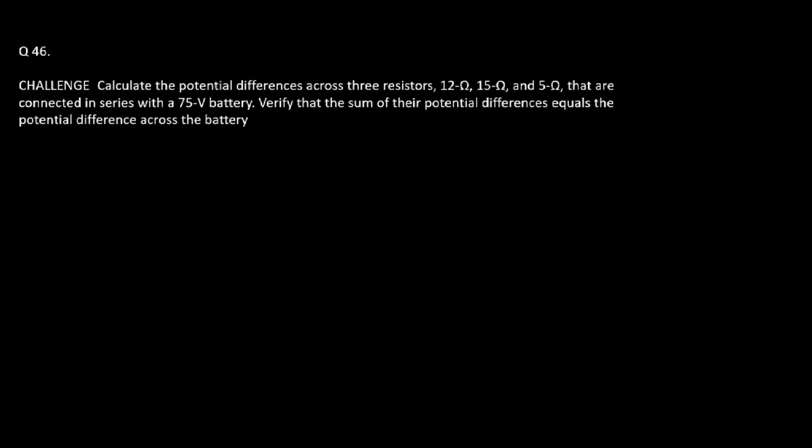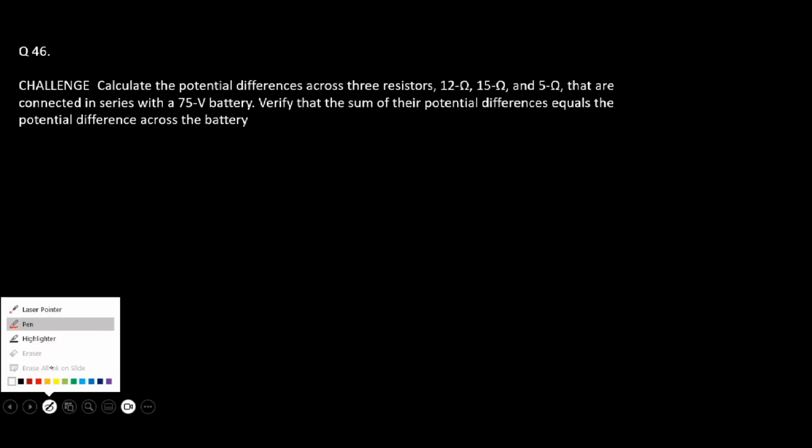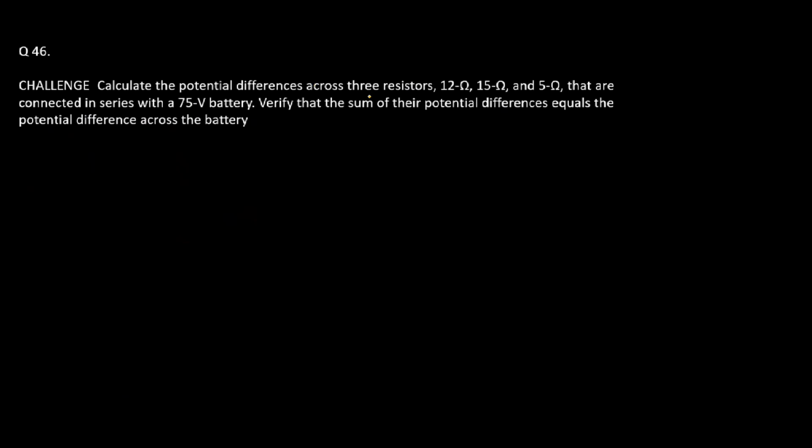Question 46. Calculate the potential difference across 3 resistors, 12 ohm, 15 ohm, and 5 ohm, that are connected in series with a 75-volt battery. Verify that the sum of their potential difference equals the potential difference across the battery.